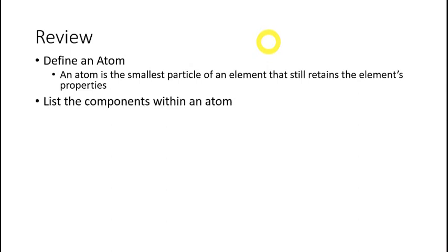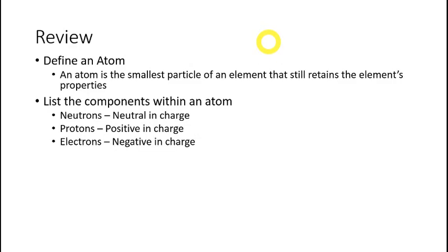Let's list the components within an atom. Okay, go ahead and pause the video again and see if you can say it in your head or write it down on a piece of paper, and then come back to the video and we'll go over that. Okay, neutrons. They're in the nucleus and they're neutral in charge. Protons, they're in the nucleus as well. They're tightly bound to our neutrons, and they are positive in charge. And then we have electrons. And electrons are negative in charge. They're orbitals. They are flying around that tight nucleus, much like the Earth flies around the sun.